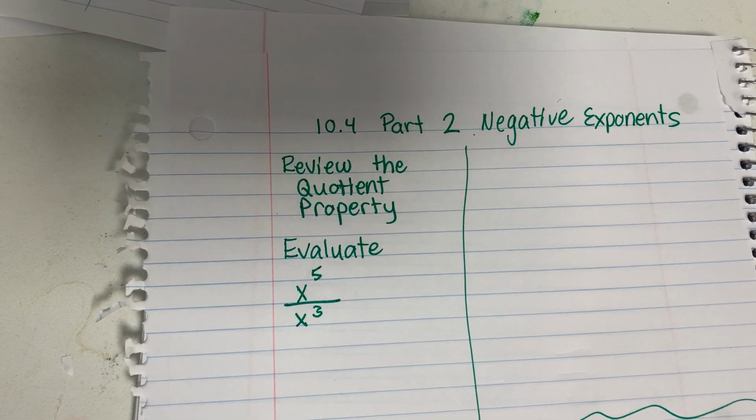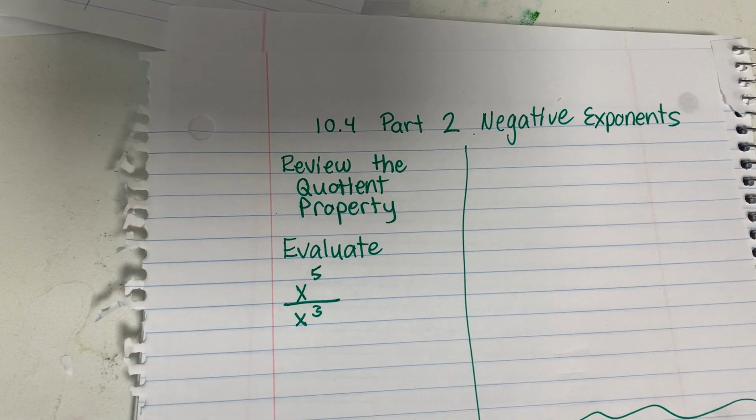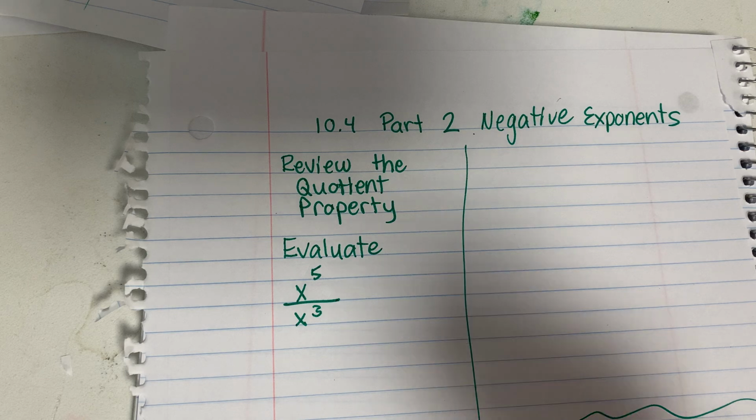All right, everyone, we're doing 10.4 part 2, how to evaluate expressions with negative exponents. Before we do that, let's review the quotient property, which is going to be helpful during this section. Let's start by evaluating x to the fifth divided by x to the third. We can do this two ways.